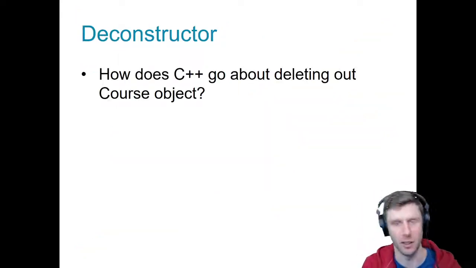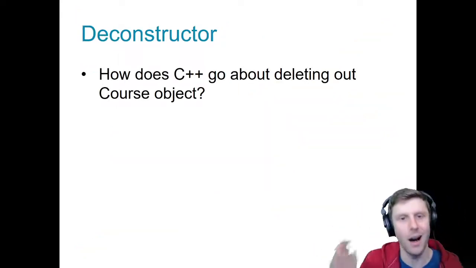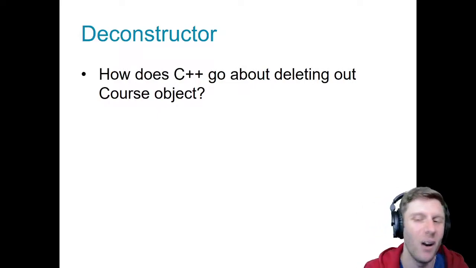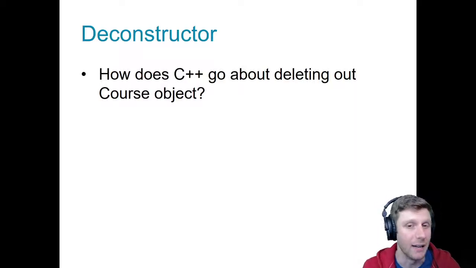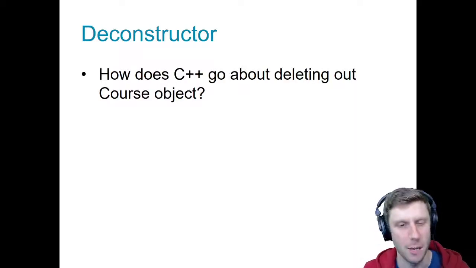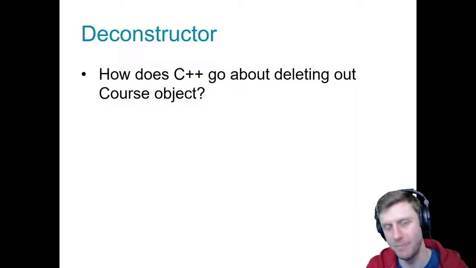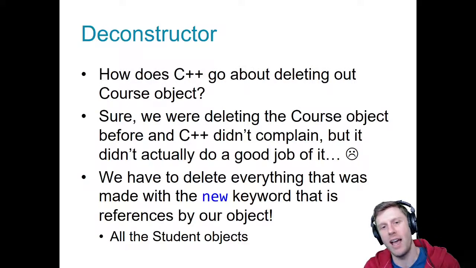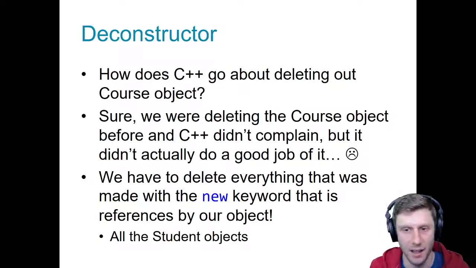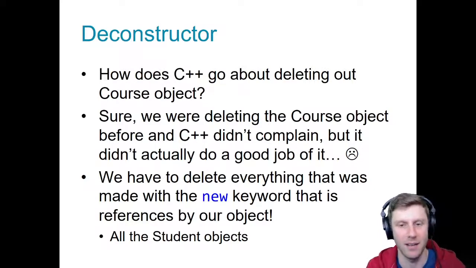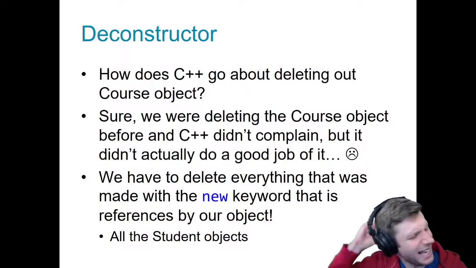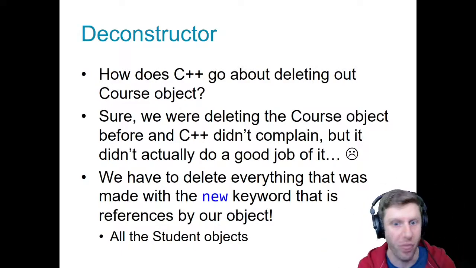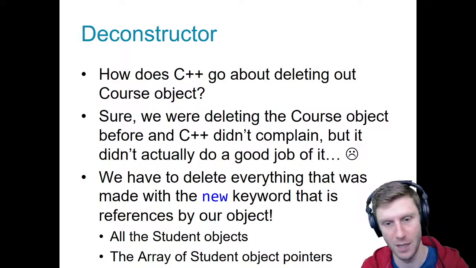Now a destructor. Again, like the copy constructor, C++ isn't going to know by default how you should go about deleting our course object. How do we do that? Well, the rule is we need to delete everything that we use the new keyword for. But that's really not true in general, but this is a really good rule of thumb in this case.